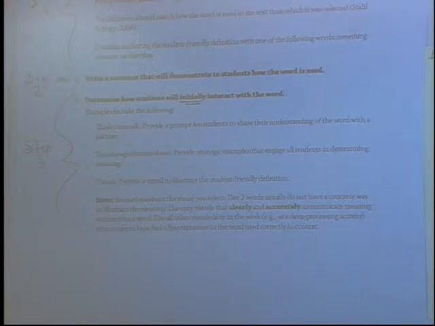You can provide strategic examples that engage all students in determining meaning. It could be a visual. Provide a visual to illustrate the student-friendly definition. And remember to be cautious, though. I've said this several times already today. Be cautious about the visuals. Make sure that they clearly and accurately communicate the meaning when you are introducing a specific word. So if you would, please work with your partner to create a student engagement prompt for your assigned word. And I'll come back to you in a couple of minutes.